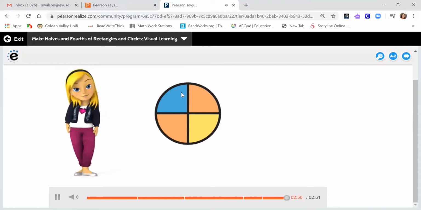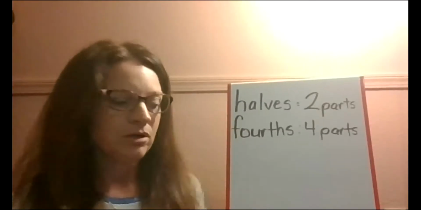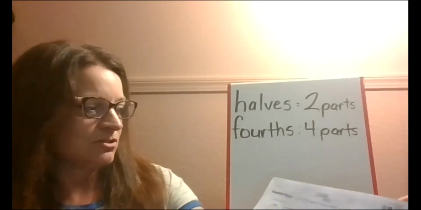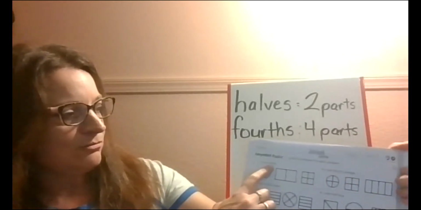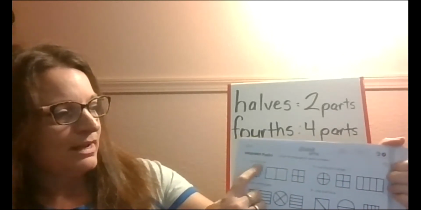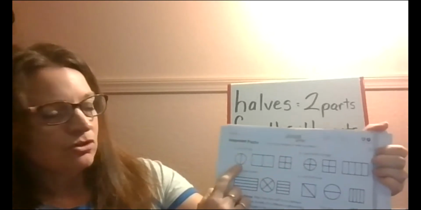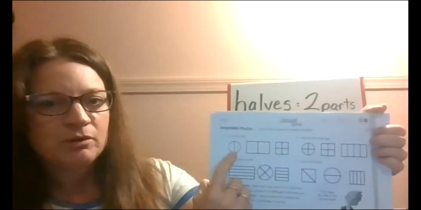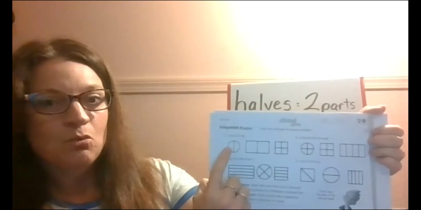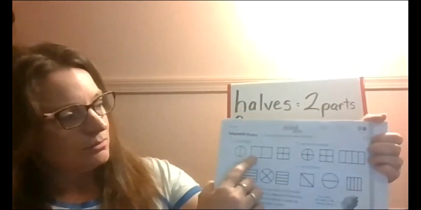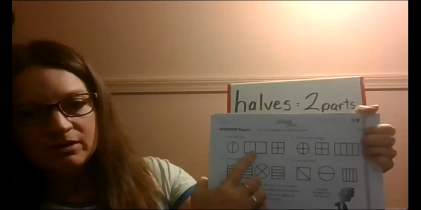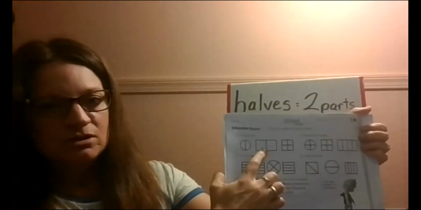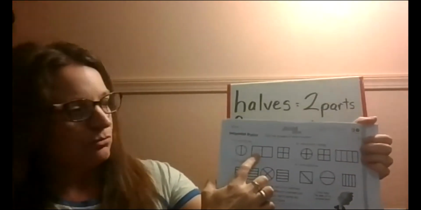Okay, so we need those colors ready. You're going to be shading in the part of the shape that it tells us to do. It says first to do 1/2 red. 1/2 red. So my circle is split into 2 equal parts. I'm going to shade one of them red. My rectangle is in 2 equal parts. I'm going to choose which side I want to shade in red.